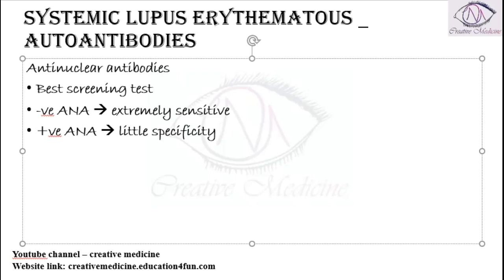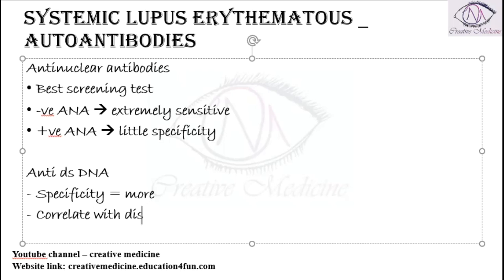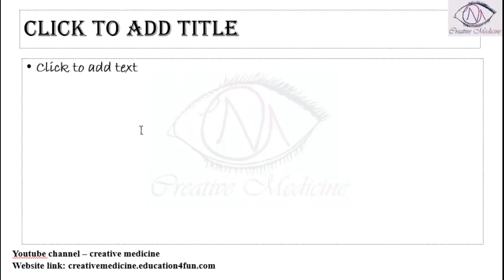Next, the second antibody which we have is anti-double stranded DNA antibody. These are actually specific. The specificity is more in anti-double stranded DNA antibody, and in fact this antibody will correlate with disease activity, and also with nephritis and vasculitis. So anti-double stranded DNA antibody correlates with disease activity, nephritis and vasculitis of the patient.